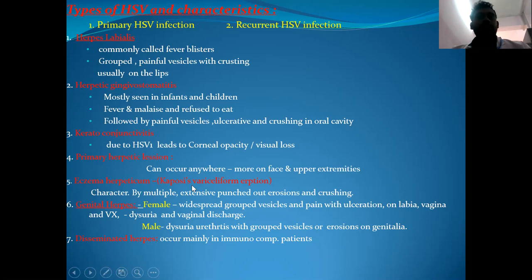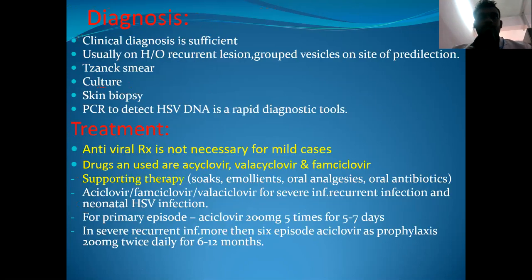Then genital herpes. In males, it can present with urethritis, sometimes dysuria, with grouped vesicles or erosions of the genitalia. Whereas in females, it presents with widespread grouped vesicles and pain with ulceration of the labia, vagina, and also vulva. It can also present with dysuria and vaginal discharge. Disseminated herpes occurs mainly in immunocompromised patients.